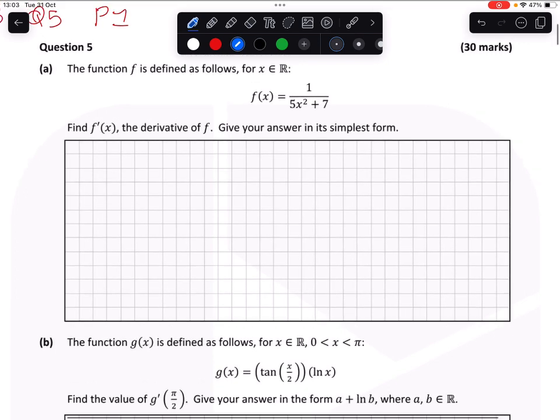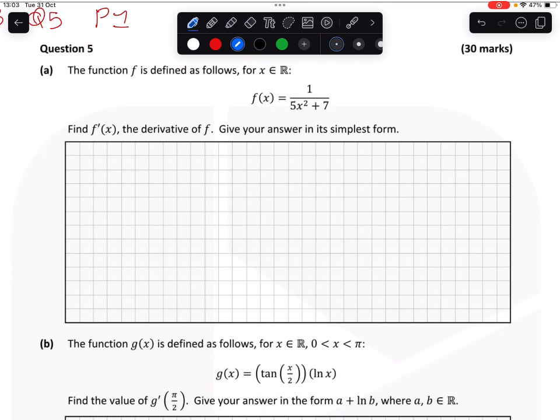So question 1 of part A says the function f is defined as follows: for x being an element of R, f of x is equal to 1 over 5x squared plus 7. Find f prime of x, the derivative of f of x. Give your answer in its simplest form. So there's two ways to do this.